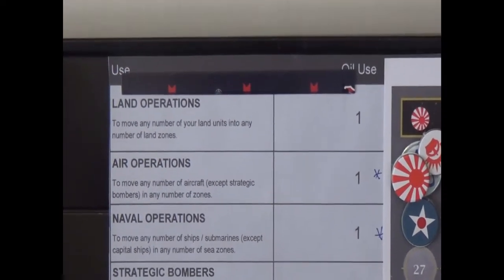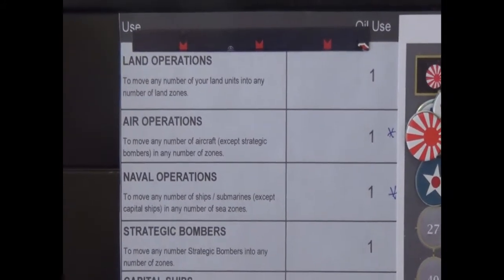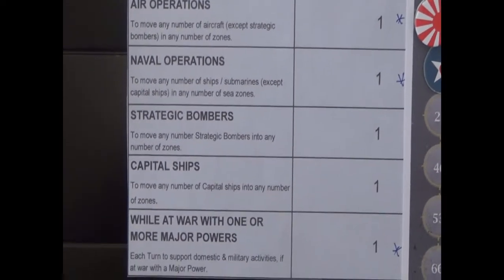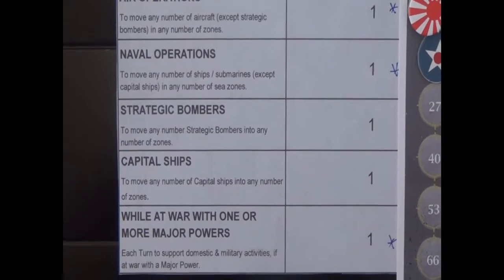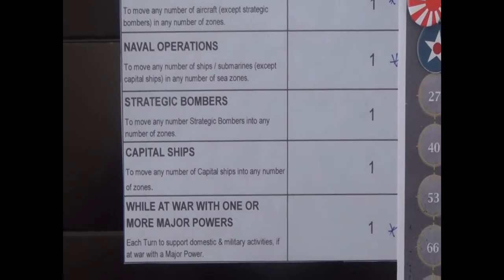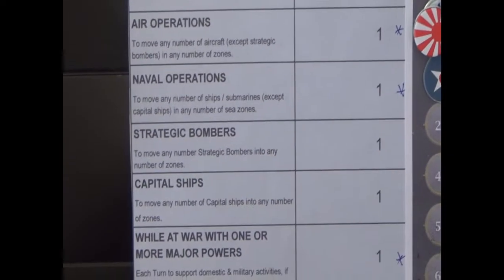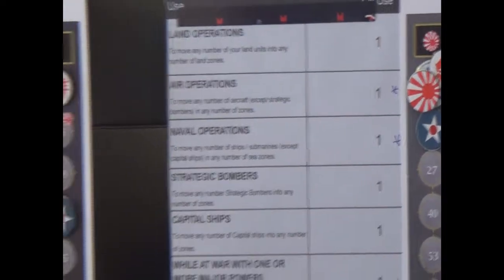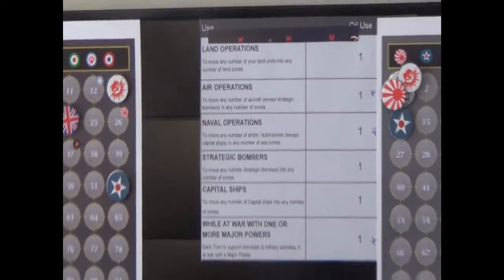It's going to cost 1 oil. Any number of air units, one oil. Naval operations, one oil. Moving your strategic bombers is an additional oil, and moving your capital ships is an additional oil to the naval and air operations. And if you're at war, you pay one oil. The maximum oil that you pay per turn is 6. So that's the max amount of oil.